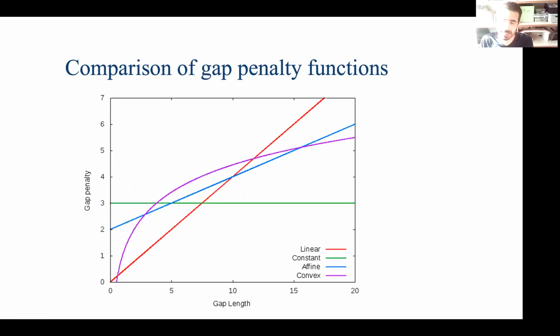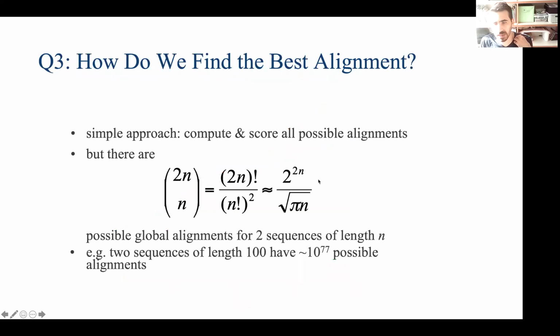So at the end of the day, this is how it looks, right? The constant gap is the green one. Whatever the gap length is, you always give the same score. Or you can say that this is linear. Or you can say affine. If you look at this, it doesn't start from 0, it starts from 2. It means that it just gives an opening penalty, then the rest is linear, okay? And convex is different from linear as well. Most of the time, the affine gap penalty function is the best practice, so it is mostly used across algorithms.